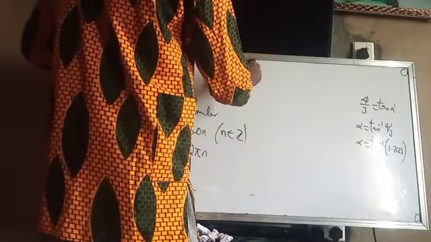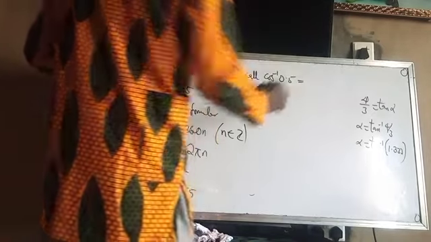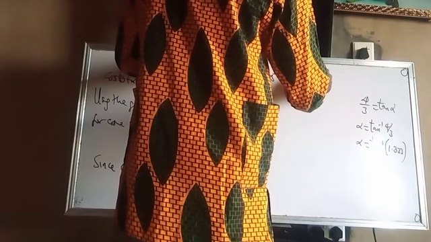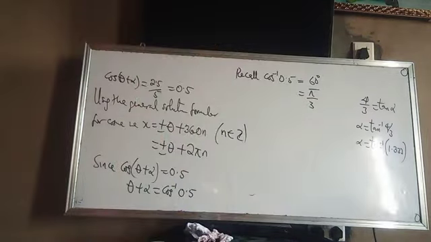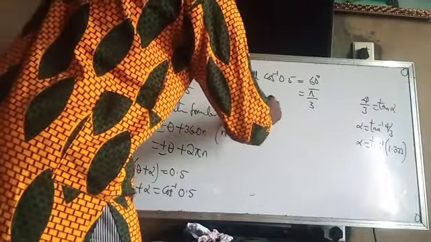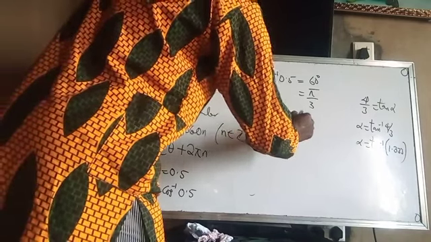Recall, cos inverse of 0.5, that is what? 0.5 is half. That is called 60 degrees. If you convert 60 into radians, that is pi over 3, because pi in radians is 180, divided by 3. So that implies theta plus alpha is equal to pi over 3.